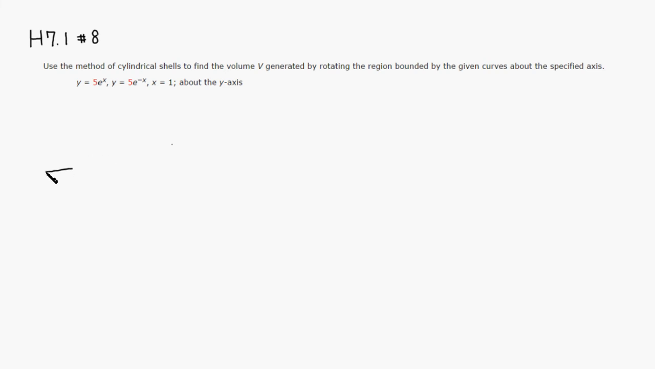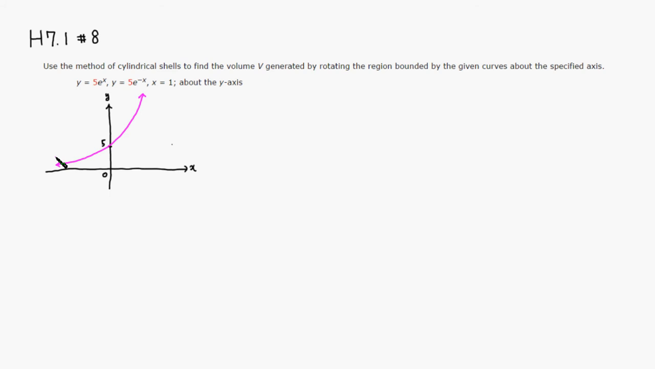Here's my x-axis, and here's my y-axis right here, and here's the origin. 5e to the x is just an increasing exponential function. It's going to go through 5, so maybe I'll put 5 around here. Then it's more or less an increasing exponential function, so it looks kind of like that.